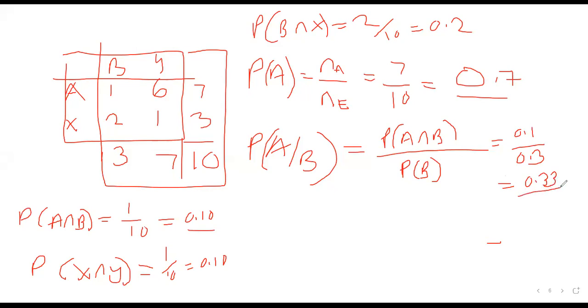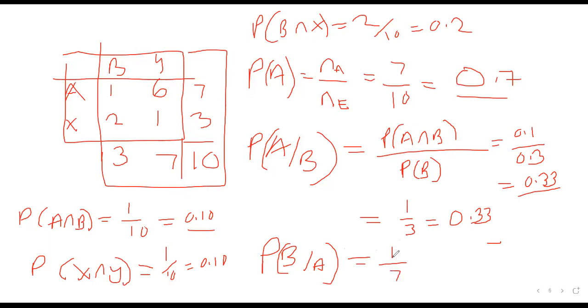But I'll teach you a shortcut. A given B, you go where they meet. A and B, where do they meet? They meet at 1. You put 1. But the total for the bottom guy, what's the total for the bottom guy? 3. So we're going to have 1 over 3, which is 0.33. If it was reciprocated, B given A, where do they meet? They still meet at 1. But this time the total for the bottom guy, what's the total for A? 7. All right.